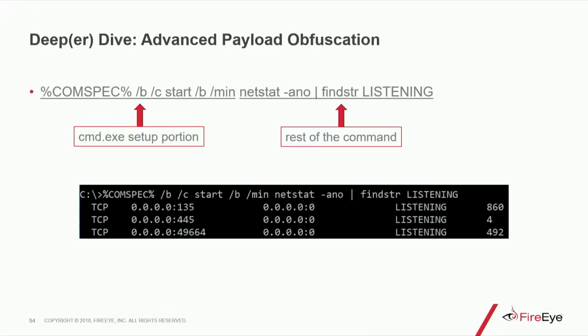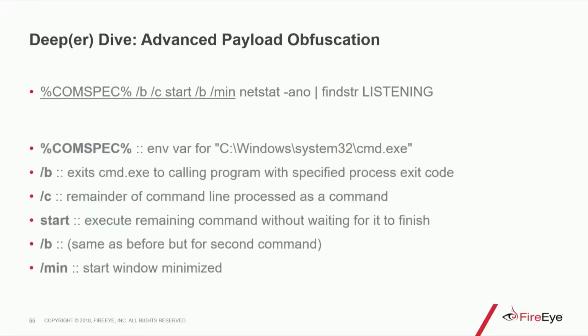%comspec% should send up huge red flags to any defender, which is why I wanted to use this in this example. And the rest of the command is just doing a netstat find string, something simple that we can use to obfuscate. And you can see that we run the command here. It's looking for listening results when you run netstat. Here's just a quick breakdown of the components of this command.